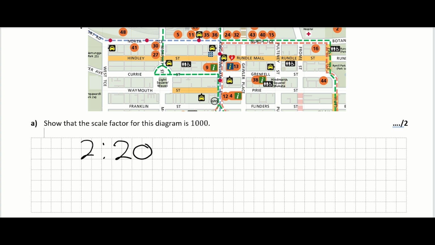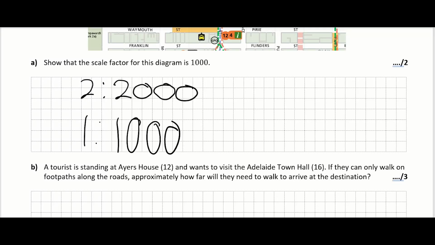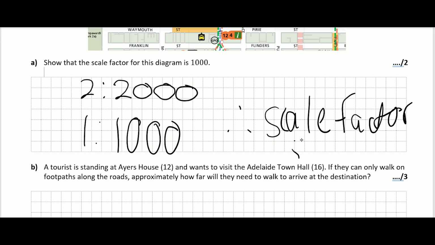It's actually 20 meters is 2,000 centimeters. And we would never write this as our ratio because our ratio always needs to start with a 1. So we just simplify it, 1 to 1,000. Therefore scale factor is 1,000. Pretty simple. Excuse my messy handwriting, I'm just trying to get this done for you guys this morning.